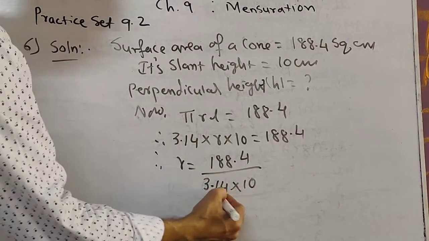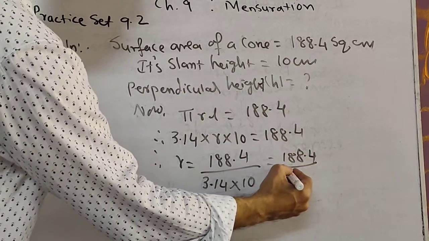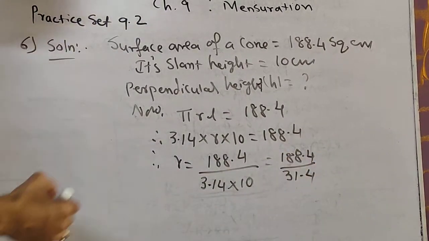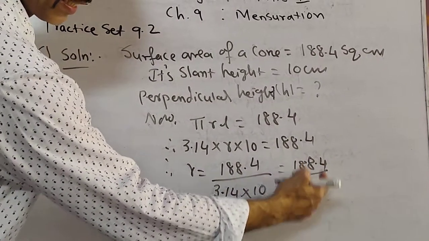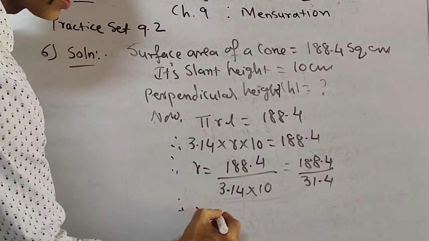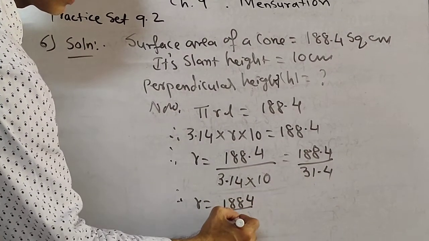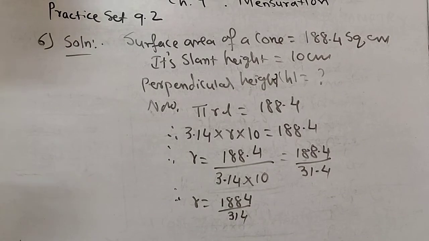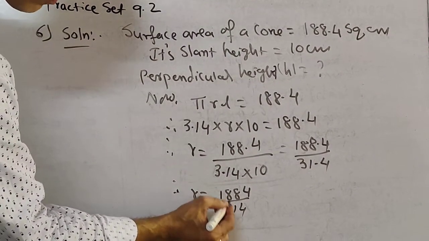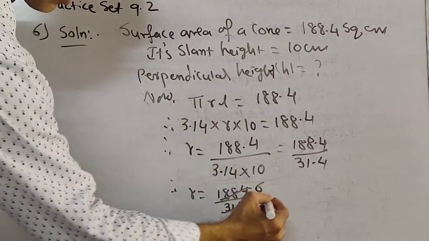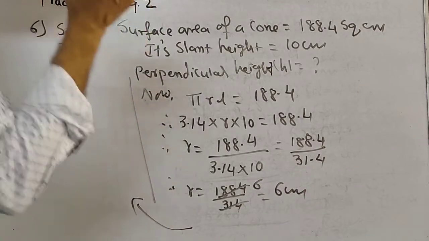So if you multiply 3.14 by 10, you will get 31.4, so 188.4 upon 31.4. Here you can see the point is balanced, so directly we will remove the point. So r is equal to 188.4 upon 314. If you divide, you can see 3 6s are 18, so r is equal to 6 centimeter. r you got 6 centimeter.